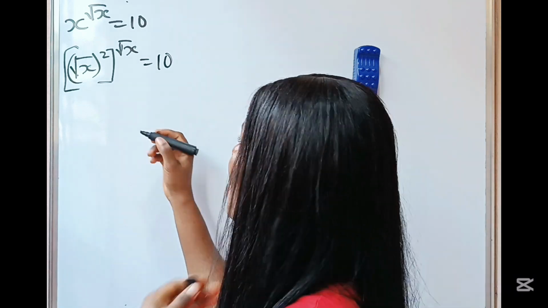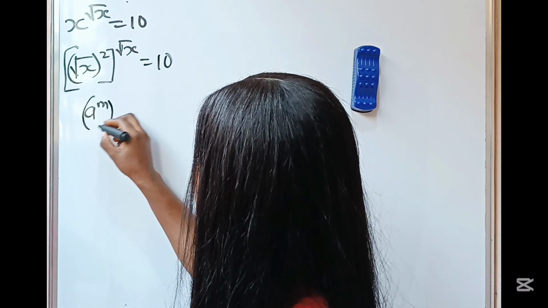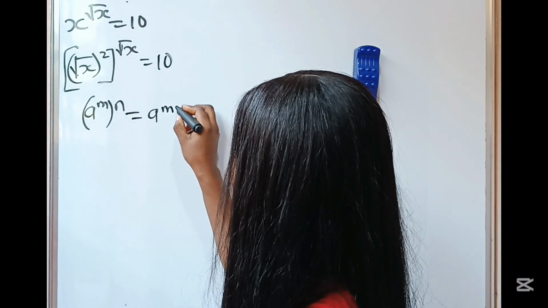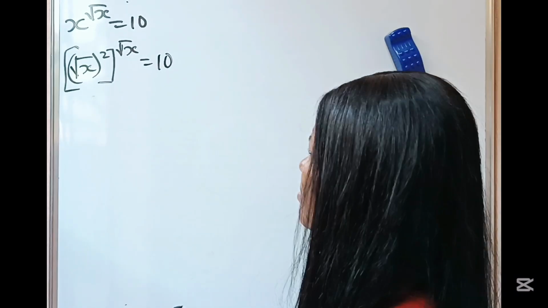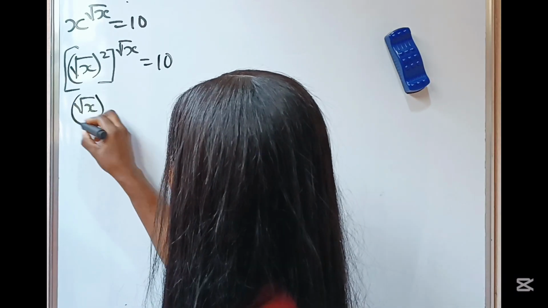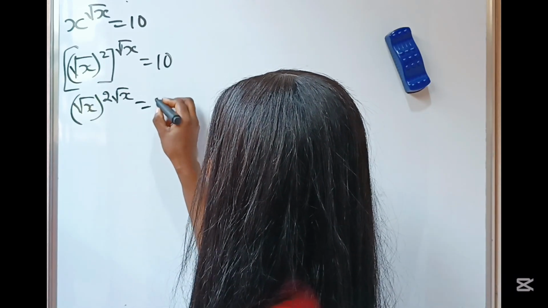Now, when you have a to the power of m raised to another power, it is equal to a to the power of m times n. You can multiply. Therefore, this is the same thing as square root of x raised to the power of 2 root x, right? 2 root x is equal to 10.